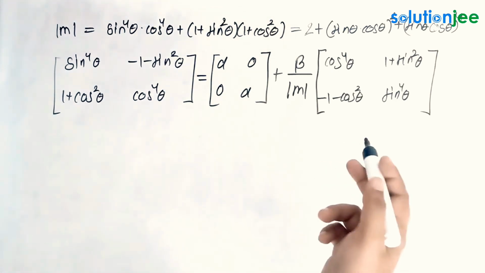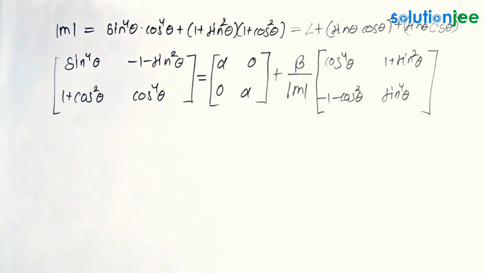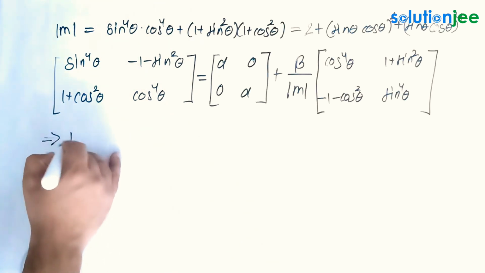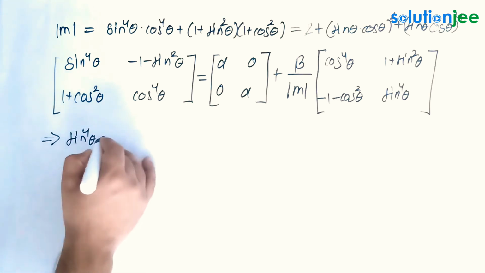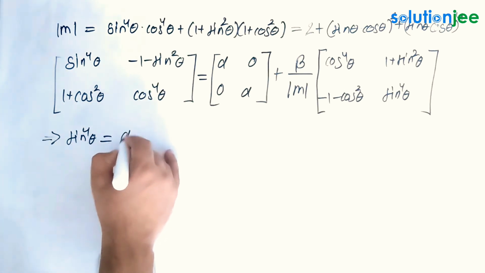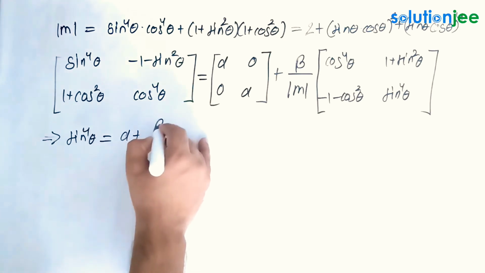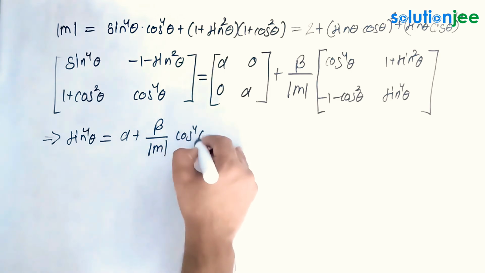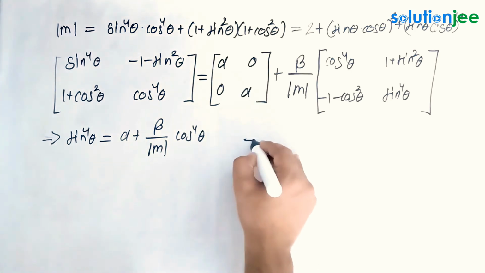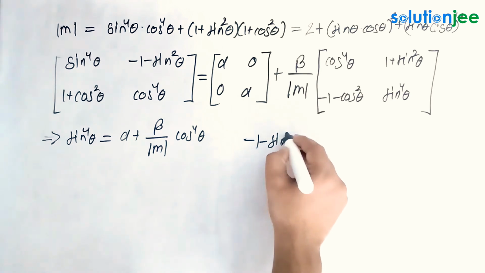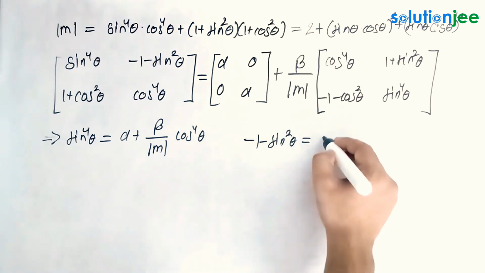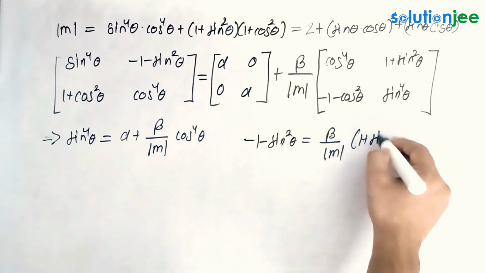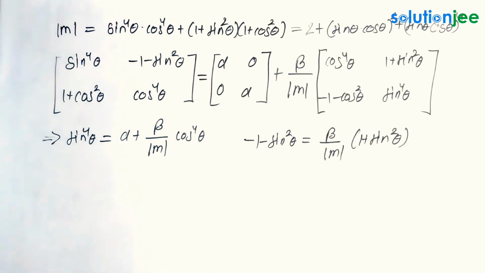Now we are going to compare LHS and RHS, and here we have sin raised to power 4 theta, which is equal to alpha plus beta upon determinant M cos raised to power 4 theta minus 1 minus sin square theta, which is equal to beta upon determinant M times 1 plus sin square theta.